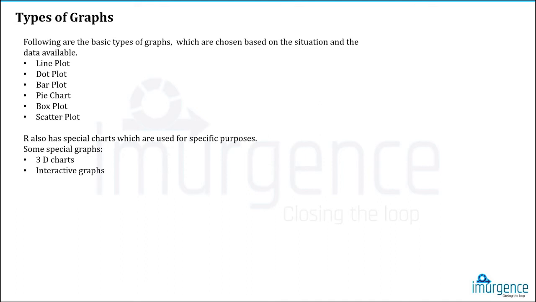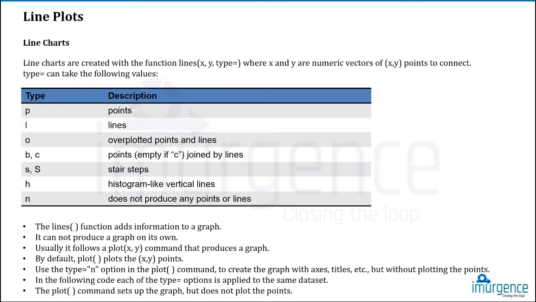So when you expand this and see the types of graphs, following are the basic types of graphs which are chosen based on situation and availability of data. Line plot, dot plot, bar plots, pie chart, box plots and scatter plots, right? So we'll understand these and how to do that in R. So basically talking about a line plot first.